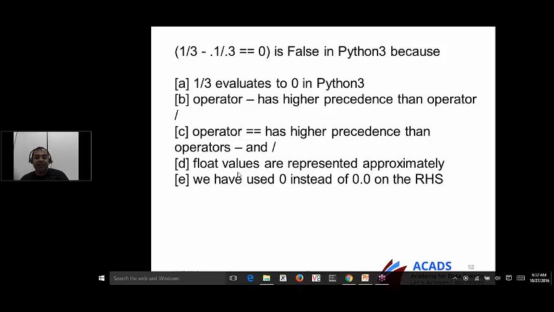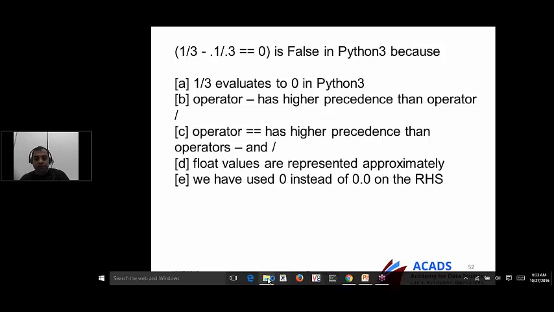So part D is the only correct answer, which is float values are represented approximately, and therefore 1 by 3 minus 0.1 by 0.3, both of them do not give the same answer or same representation for 0.3333. So there is some difference, and you can try this in the Python console.